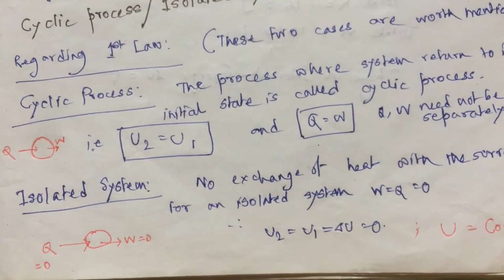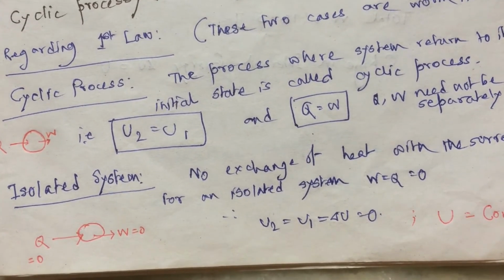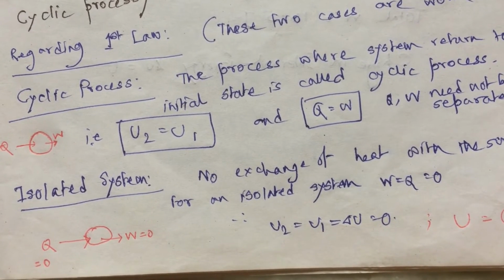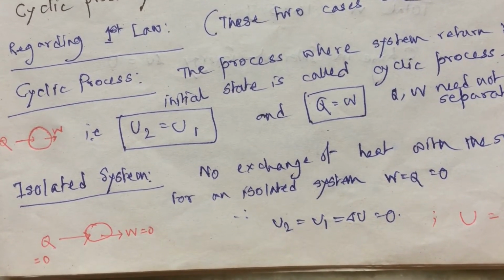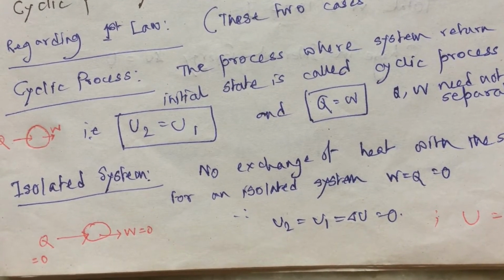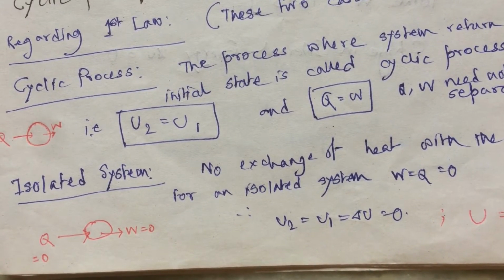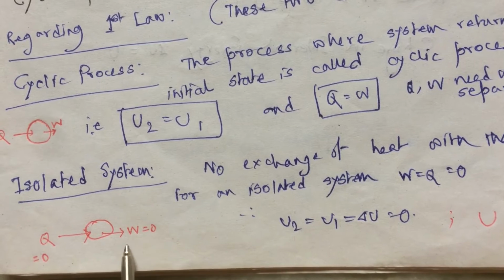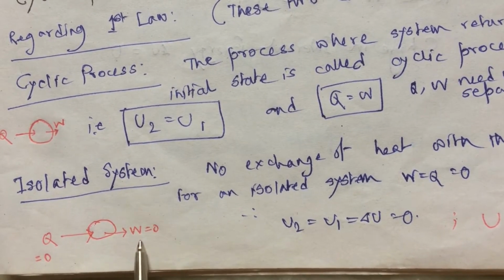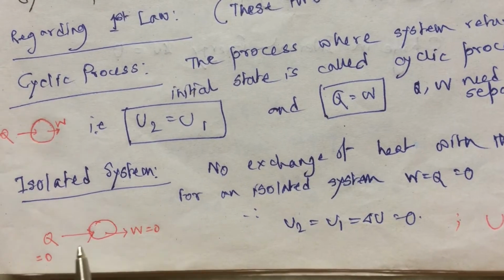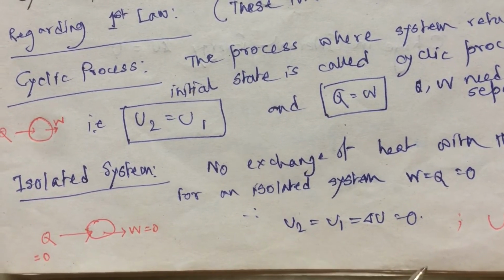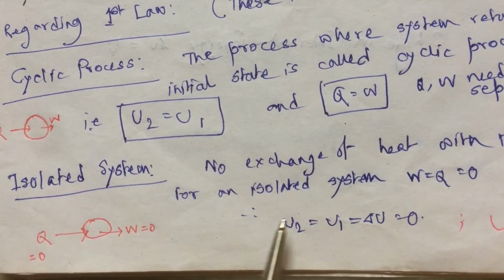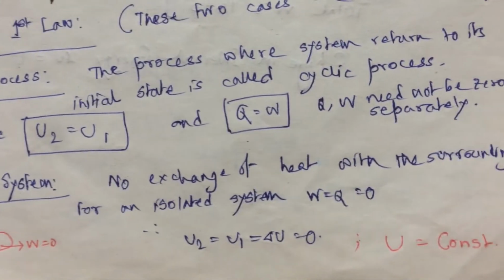Now let's come to the isolated system. For an isolated system, there is no heat transfer. আমরা আইসোলেটেড সিস্টেমের ক্ষেত্রে দেখেছি যে কোনো তাপের আদান প্রদান হয় না। যদি তাপের আদান প্রদান না হয় তাহলে অবভিয়াসলি কিউ ইকুয়াল টু 0, এবং সিস্টেমও বাইরের সাথে কোনো ওয়ার্ক ডান করছে না, সিস্টেমের ওপরে কোনো ওয়ার্ক ডান হচ্ছে না, তাহলে কৃতকার্যও 0। সেক্ষেত্রে কিউ ইকুয়াল টু 0, ডাব্লিউ ইকুয়াল টু 0, সেই কারণে ডেল্টা ইউ ইকুয়াল টু 0. So for an isolated system, Q and W both are separately equal to 0, which makes delta U equal to 0. That means U is constant.